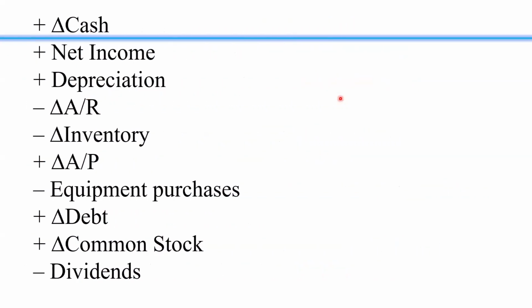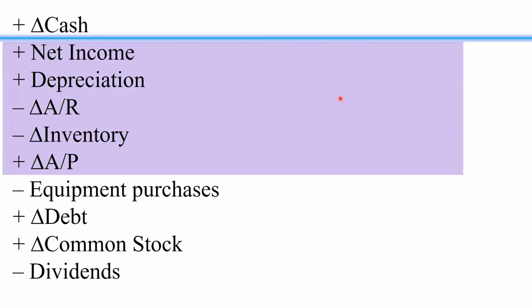Okay, well, what's next? Well, next is we're actually done. So I'm highlighting here a purple section, and this purple section is actually the operating cash flow. So it's cash flow from operating activities.